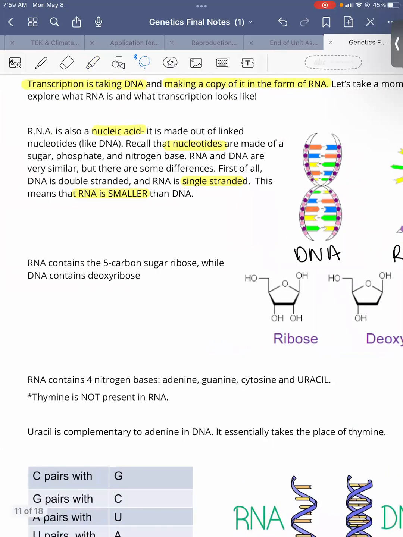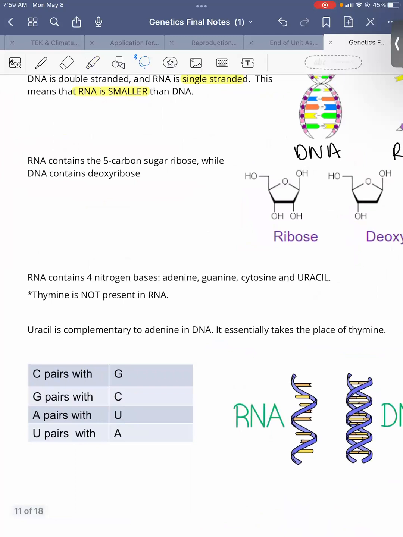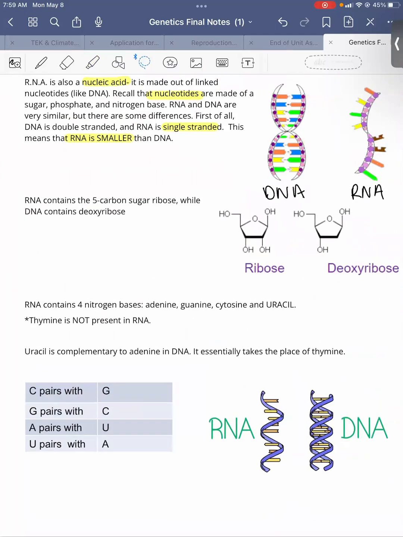It's smaller. It's single stranded. And here's the major difference that matters to you guys. It's that DNA has four bases, right? It has adenine, guanine, cytosine, and thymine. A's and T's, C's and G's. RNA is just a little confusing, okay? Because it has adenine and guanine and cytosine. However, it does not have thymine.